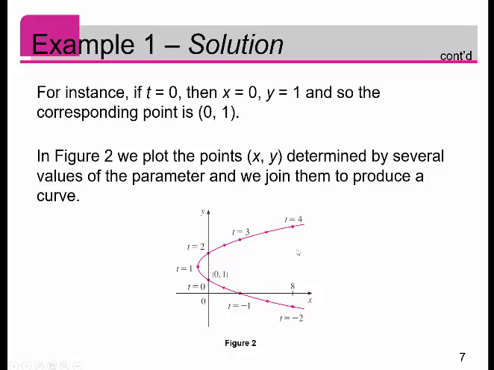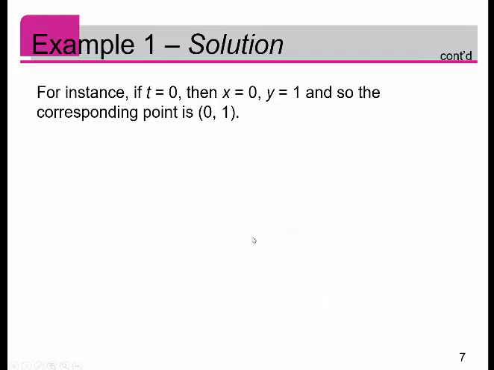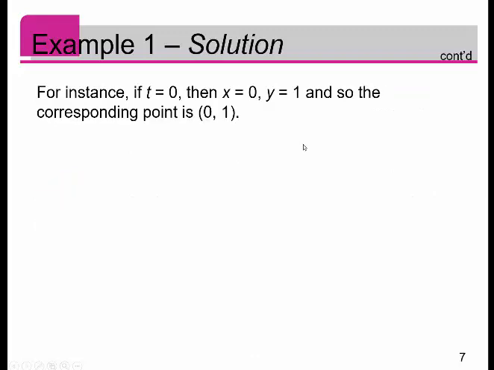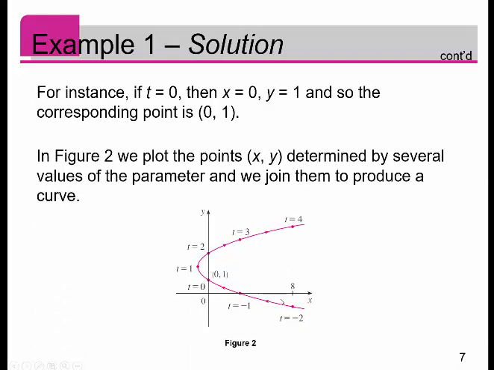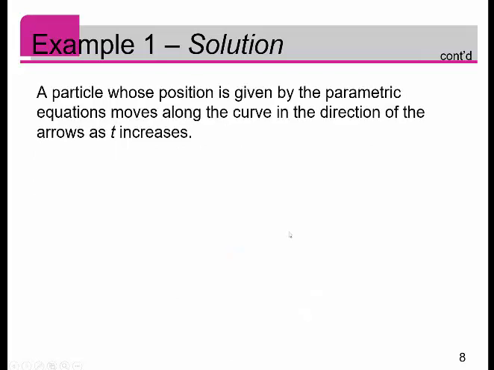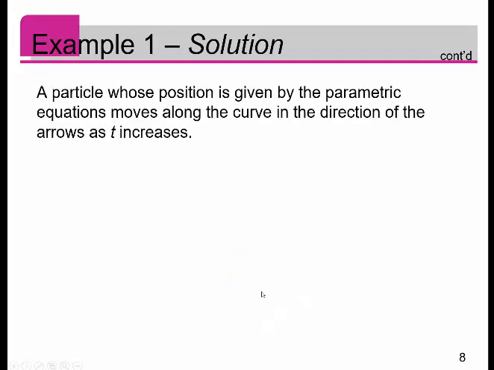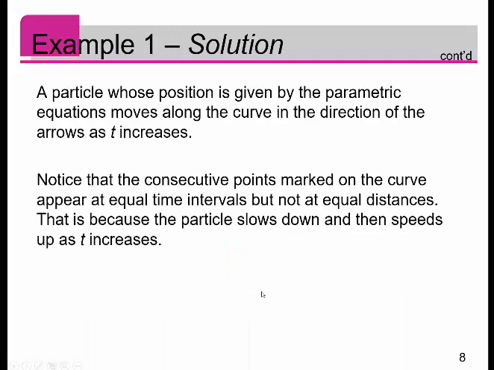What we want to do next is find the equation for this purple graph. If we have the parametric equations right here, we can then find the equation for this graph. A particle whose position is given by the parametric equations moves along the curve in the direction of the arrows as t increases, as you see here. Notice that the consecutive points marked on the curve appear at equal time intervals, but not equal distances.